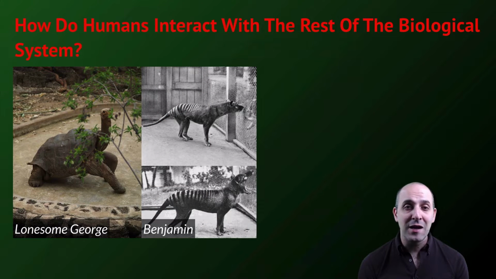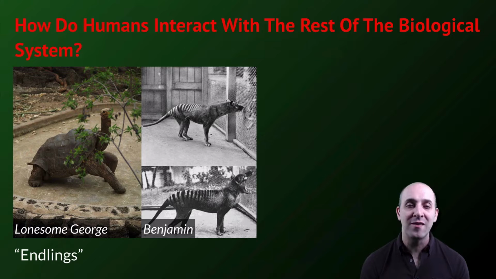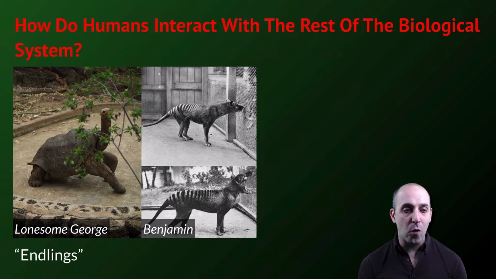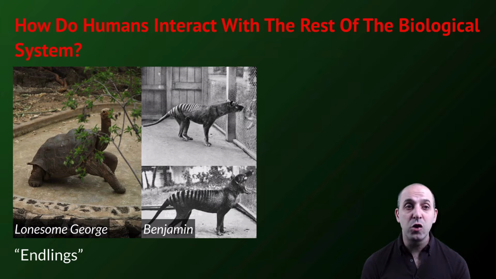There are many different endlings that we have known throughout human history. The last member of a species, like Benjamin, the last Tasmanian tiger ever known, or Lonesome George, the last member of his particular population of Galapagos tortoises. In almost every case, the populations were driven to extinction through the actions of humans.